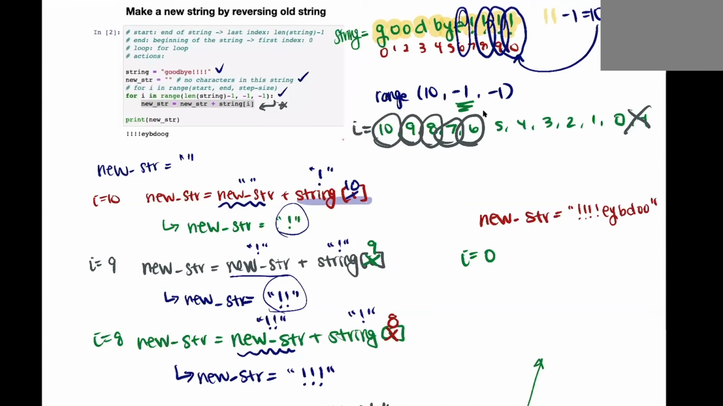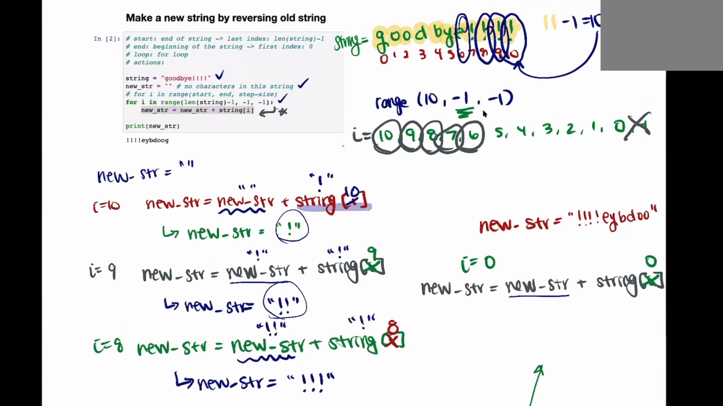When i is equal to 0 and we run the same line of code, which I'm just going to copy and paste. This is not 9, but this should be 0. What is string 0? Very good. String 0 is this G. So this is G, and then I have a new string right here. New string, remember, is this.